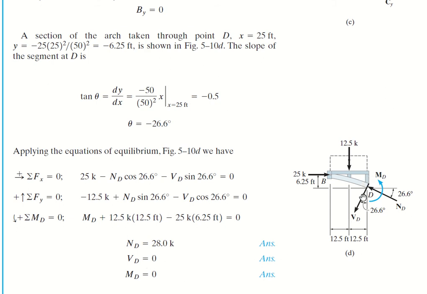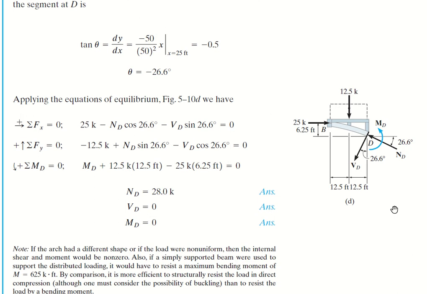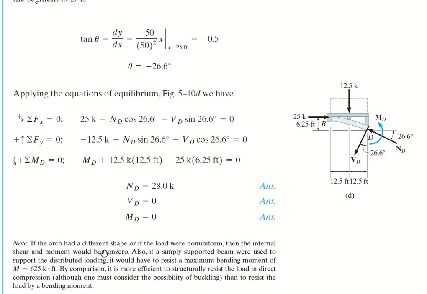Now please keep in mind that the shear component at this point is 0, and the bending moment at this point is 0. There is only the normal component, which is the axial compression. Okay, and this was our question, which proved that the load is only passed through axial compression in the arch. So see, this axial compression is there, right? Now the important thing to note: if the arch had a different shape, or if the load were non-uniform, two conditions, then the internal shear and moment would be non-zero. So why are the internal shear and moments 0 in the arch? Because of its shape and because of the load.